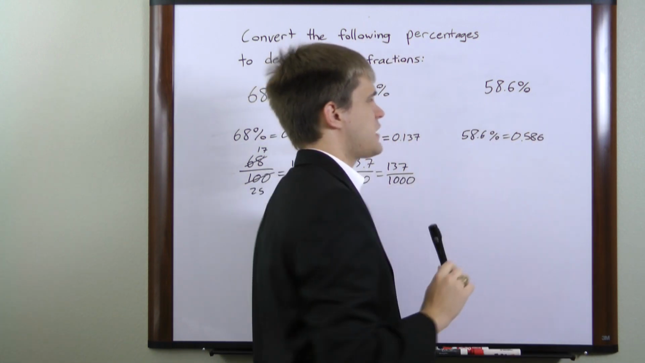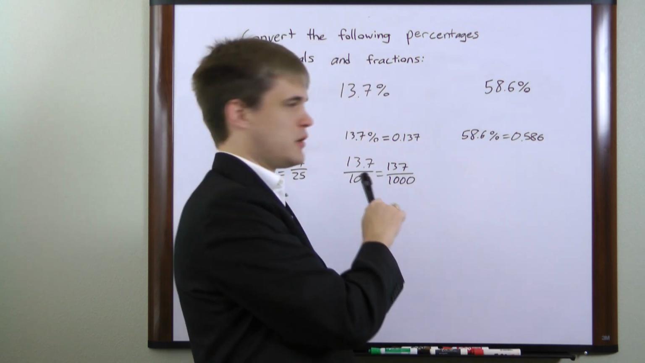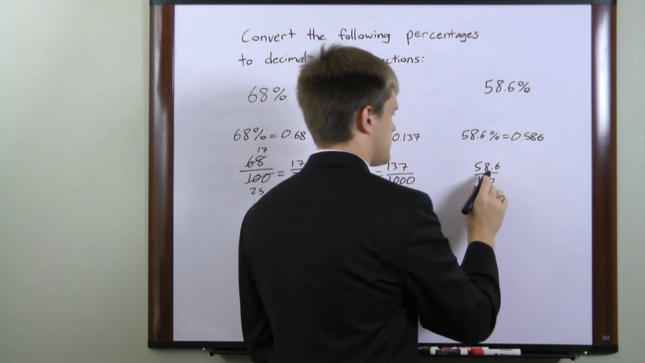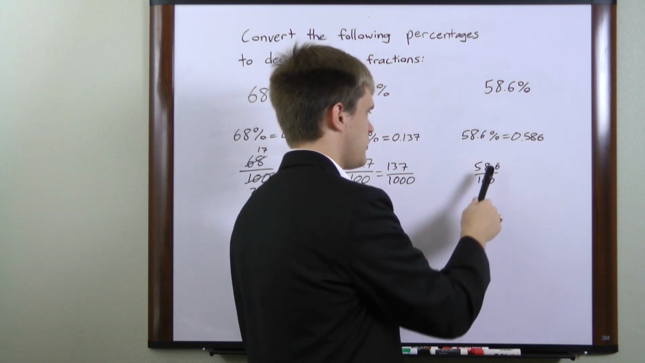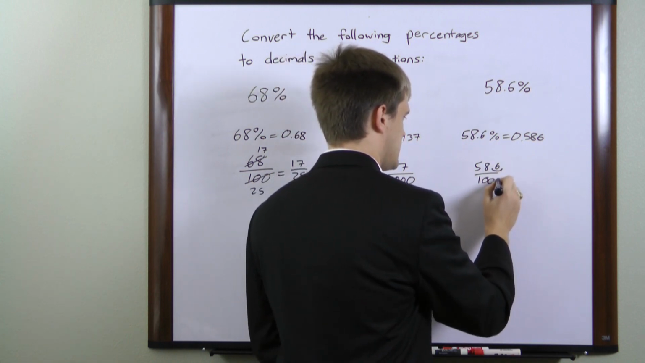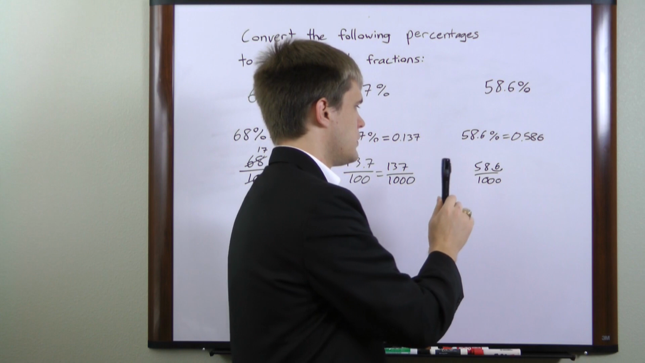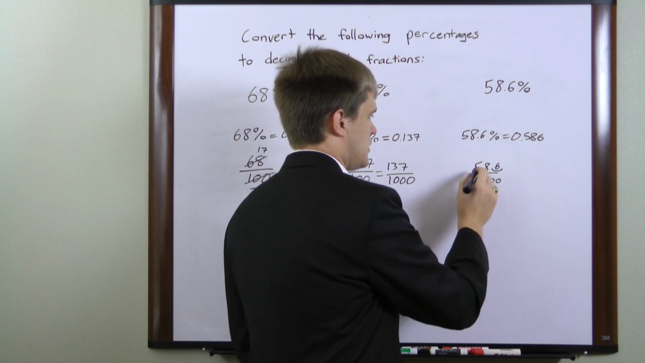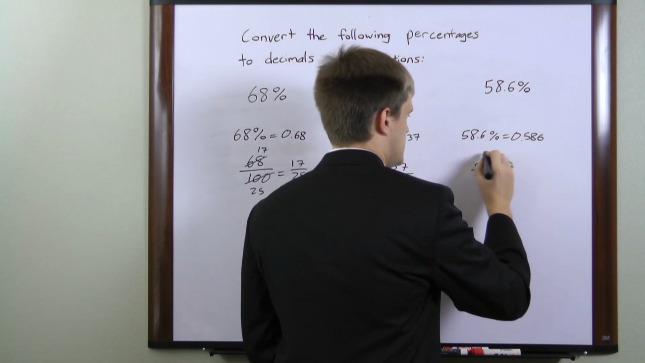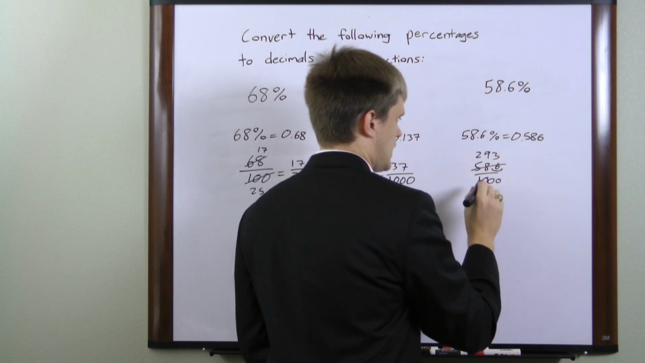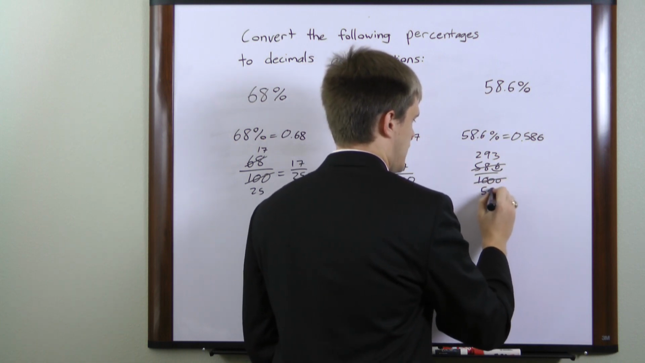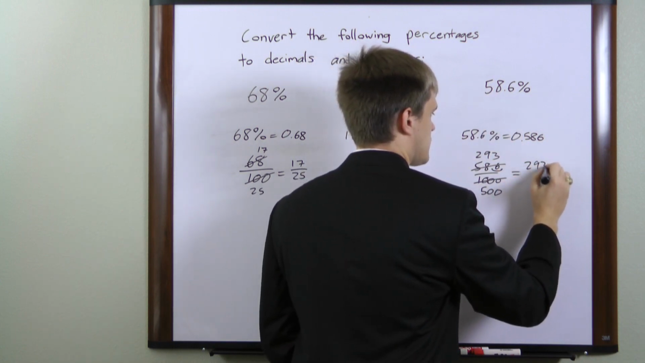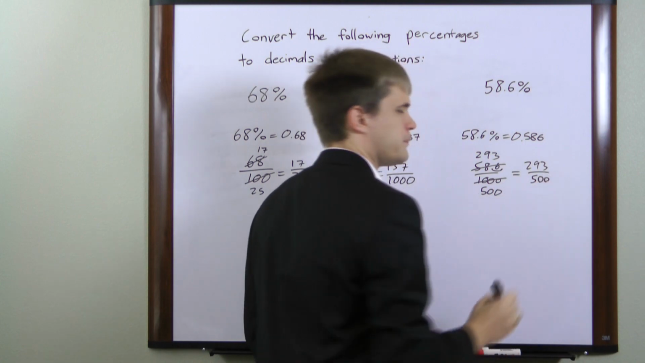And to convert this to a fraction now, we have to do the same thing we did over here. We can write 58.6 over 100, but then we have to multiply top and bottom by 10 to eliminate the decimal point. That gives us 586 over 1,000. But we can reduce this fraction also. So we'll divide top and bottom by 2. 586 over 2 is the same as 293. And 1,000 over 2 is the same as 500. So this percentage is also equivalent to 293 over 500.